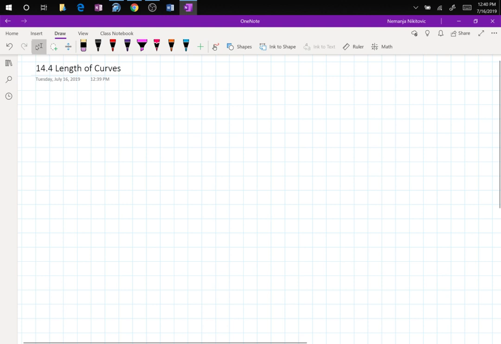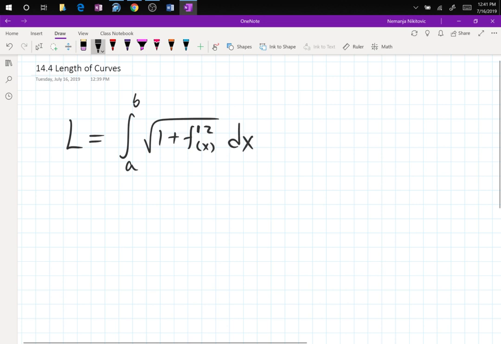So we are going to take our formula from Calculus 3, which was given by length of curve. L is equal to the integral from a to b of the square root of 1 plus f prime squared of x dx. So that was the length of curve.